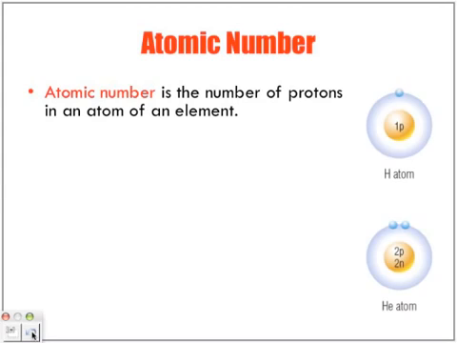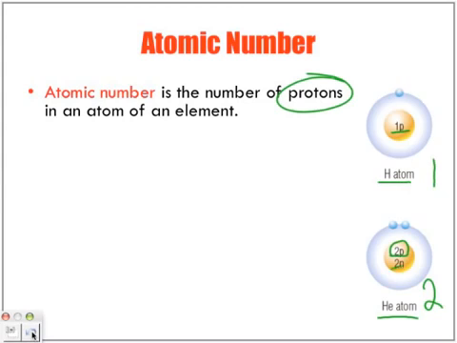That number tells us how many protons exist. So if you look at the periodic table, the hydrogen atom has the atomic number 1, which means it has 1 proton. Helium, the other atom, has an atomic number of 2. That means it has 2 protons. Don't worry about this number right now.